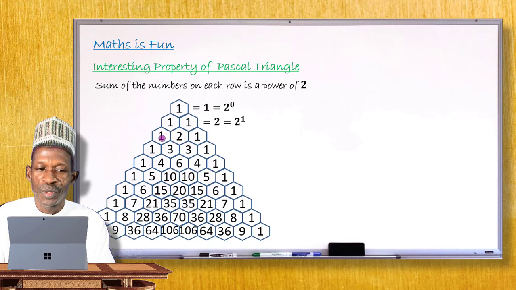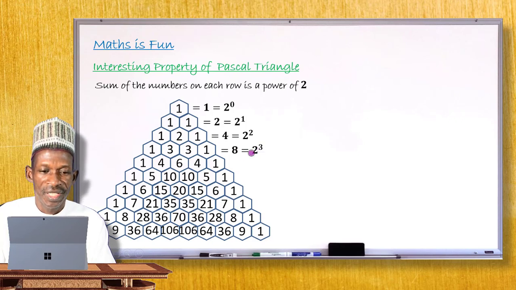Let me move to the third row. I have three numbers, 1, 2, and 1. Addition of those three numbers will give you 4, and the 4 is nothing but 2 to the power of 2. This is amazing. Let me just move and test to see whether the fourth row is also the same. So the fourth row, I have 4 numbers there, 1, 3, 3, and 1. Addition of those numbers gives me 8, and 8 is nothing but 2 to the power of 3.